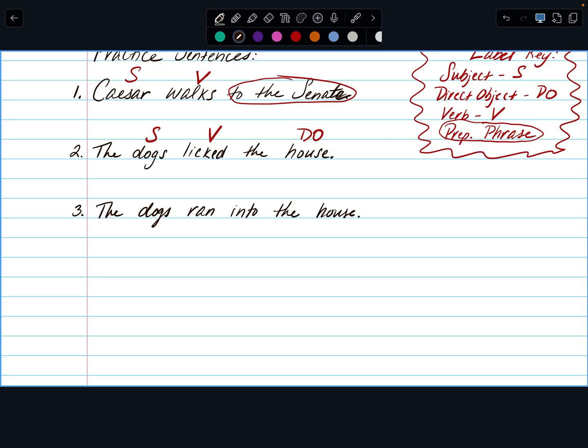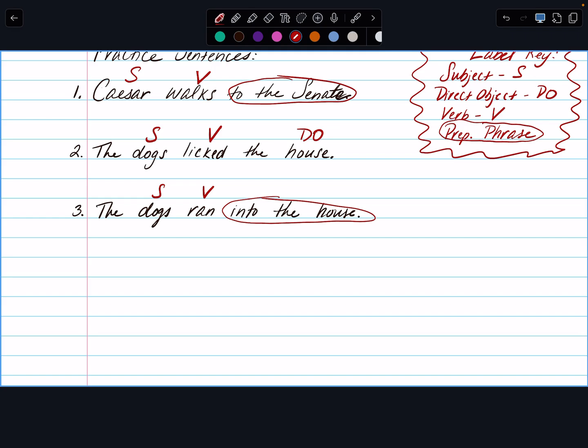Okay, sentence number 3. The dogs ran into the house. Multiple dogs. Does someone want to give me the whole markup for this sentence? Ran is the verb. Good. The dogs is the subject. Yep. The prepositional phrase is into the house. Very good. So you've got an S, V, and a prepositional phrase.